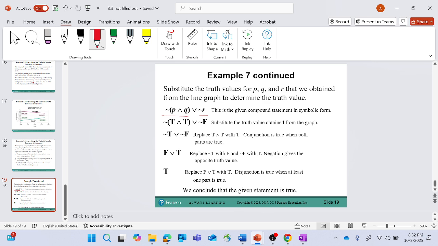You have fun with that? So true and true, that's just true, right? You don't need to keep the whole thing in there. You can rewrite that as just true. So this became just true. So now we have not true or not false. Negate those: false or true, which gives you the final answer of true.